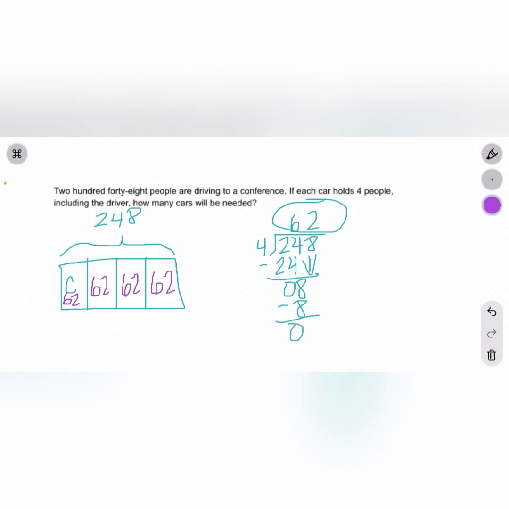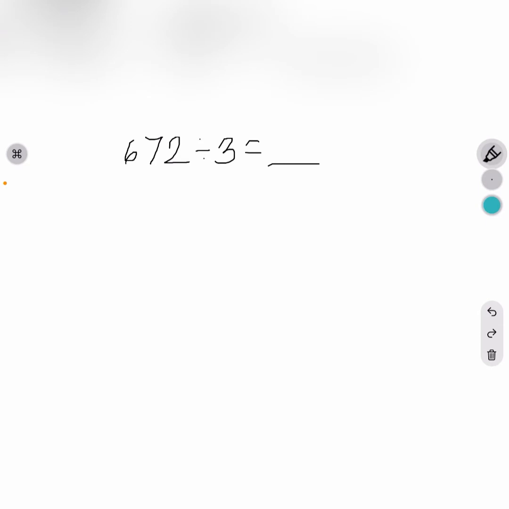Okay, let's get started. The problem we are solving is 672 divided by 3. In order to understand how the area model relates to long division, I'm going to solve this problem while showing each step for both techniques. While I solve, I want you to think about how these strategies are connected. So, 672 divided by 3.